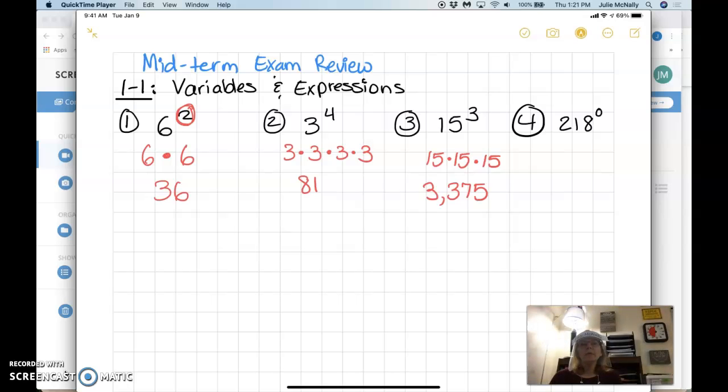And who remembers number 4? Anything to the 0 power equals 1. Any exponent to the 0 power is going to equal 1 no matter what it is. It could be negative 300 to the 0 equals 1. It could be 4 billion to the 0 power equals 1. Whenever you see the 0 power, it's always going to equal 1.